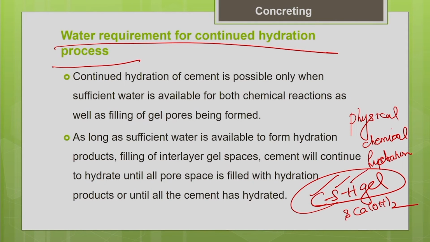Okay. So, we need water for this chemical reaction, that is chemical hydration. And what is this physical hydration? So, when these hydration products form, this CSH gel, there are a lot of gel pores, a lot of voids or gel spaces or pores in these hydration products. These pores should be filled with the water.